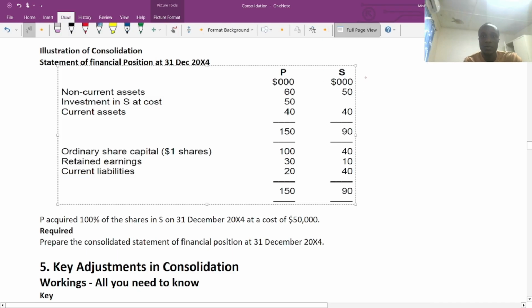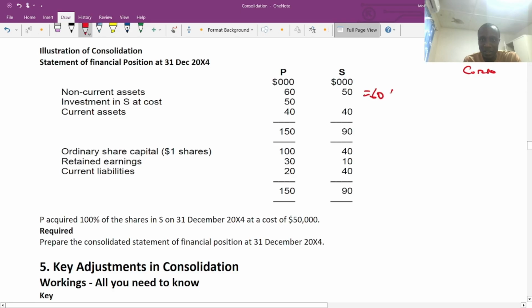So basically, let's look at the preparation of this consolidation for just our understanding, right? Based on the basic concept, we need to add all the assets and liabilities of the parent and the subsidiary. So we are going to add 60 plus 50, which will give us 110, for example.